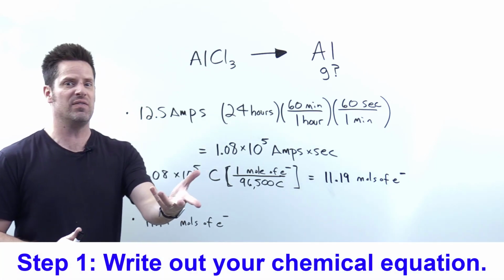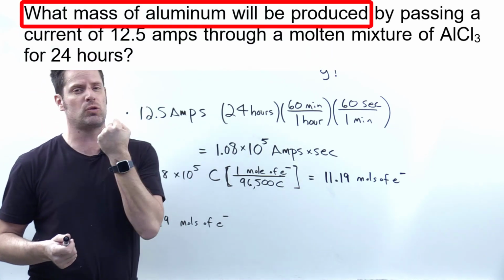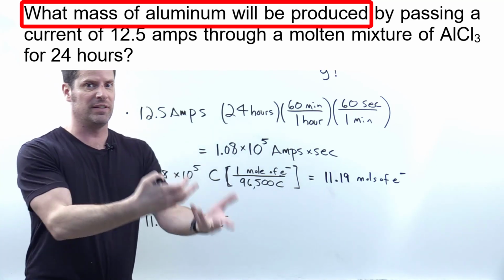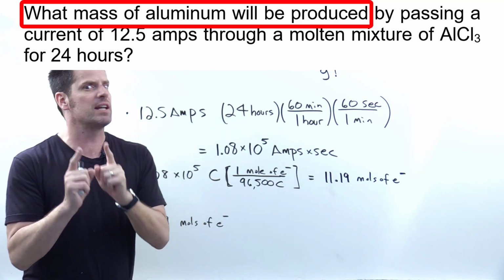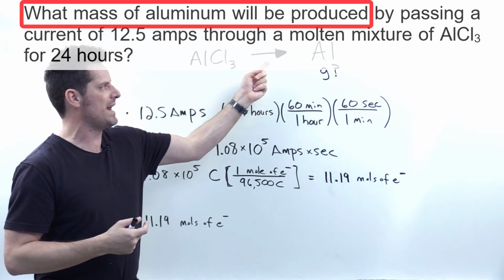Now, the equation is not given in this problem, so what do? Well, we're going to read the question and see if we can extract equation information from it. It begins by talking about how much mass of aluminum is produced. Well, that must mean that aluminum is the product in the chemical reaction. So I write it down on the right-hand side of the arrow.